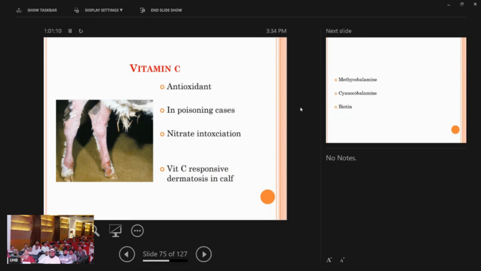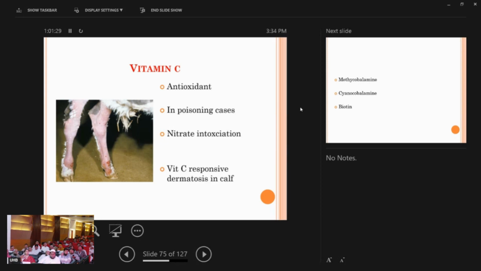This type of lesion you will sometimes come across is vitamin C responsive dermatosis. You can supplement vitamin C orally, or an injectable form is also available. You can give it either orally or by injection. Sometimes you may mistake it for mange and go for ivermectin. No need. These are two conditions there.